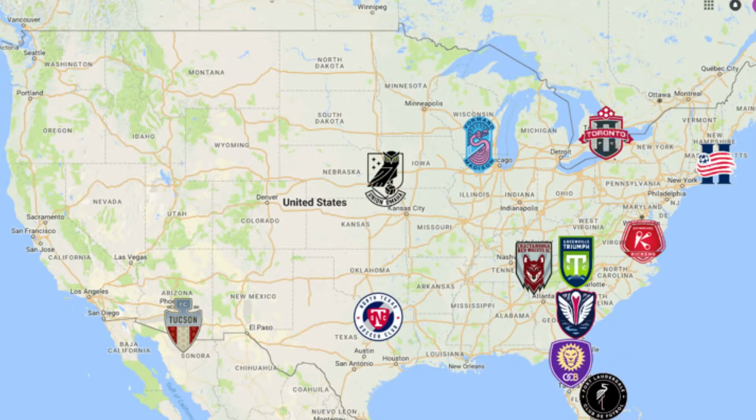Next we have USL League One. This is again part of the United Soccer League. They had their first season in 2019. 12 teams are in USL League One. They have a 28-game regular season, and the top 4 teams advance to the playoffs. And they are also trying to get 24 teams in their league by the 2021 season.